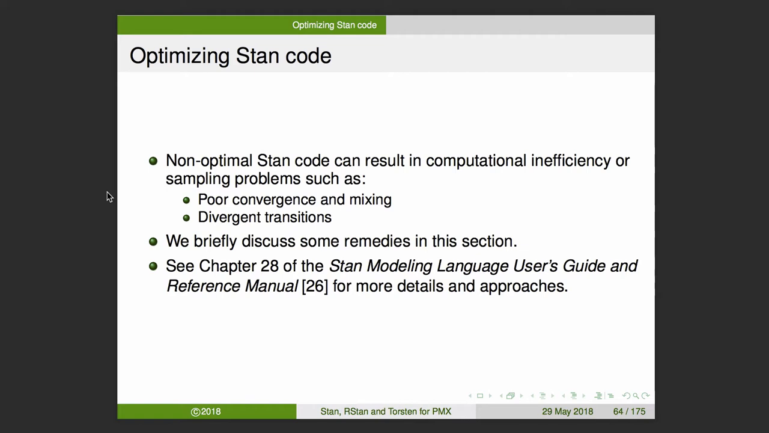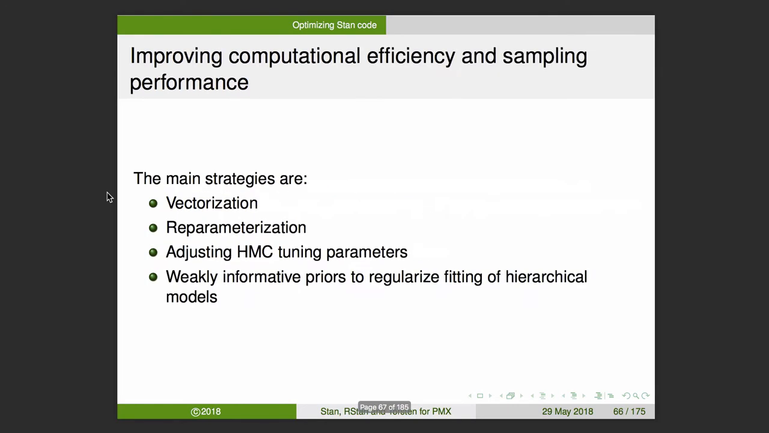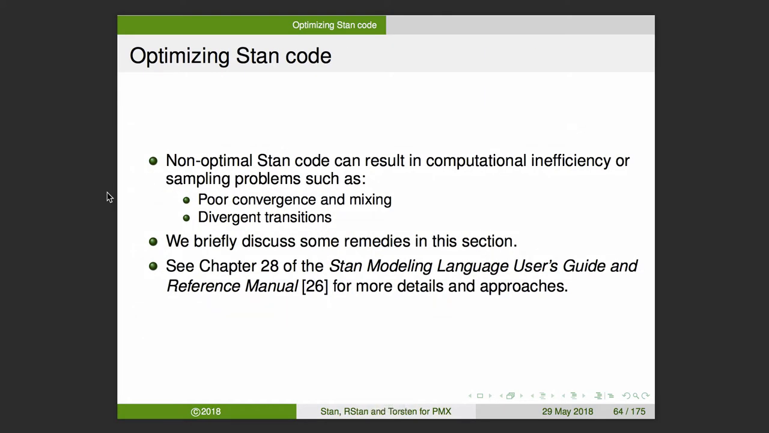So a few things here. Non-optimal Stan code can result in computational efficiency and sampling problems, things like poor convergence and mixing. It just takes too many samples to get adequate convergence and too many post-burn-in samples to get adequate numbers of effective sample sizes. And then we had earlier on briefly hit on this idea of divergent transitions. Let me say a little more on this.